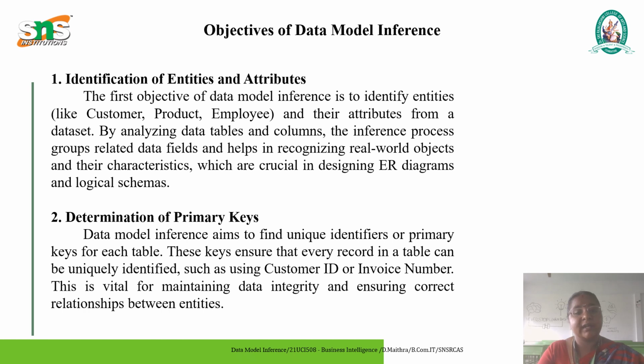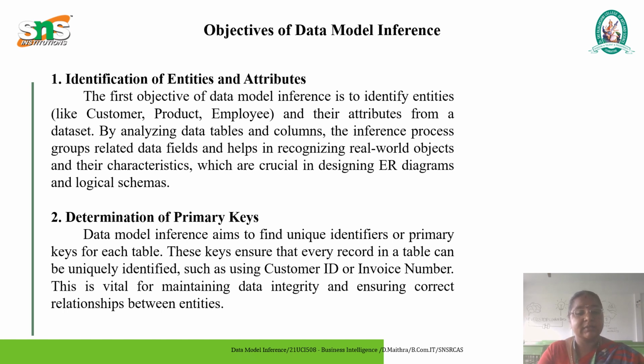So the first one is identification of entities and attributes. The main objective of the data inference model is to identify the data which is related to any customer or product or employee within the organization with their attributes. After collecting the data, they are going to analyze the data with tables and columns, which can be created in a data field with the help of grouping, and we can have real world objects with their characteristics. So first we are collecting the data and we are giving some relationship with diagrams.